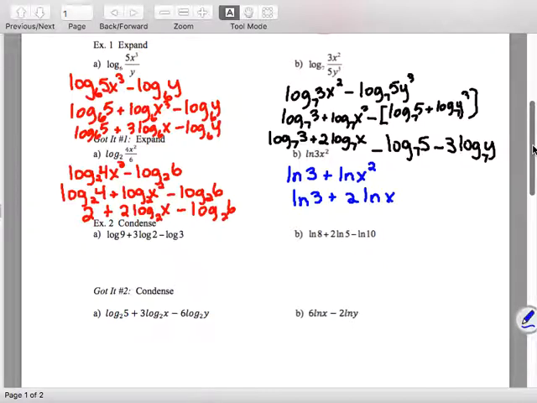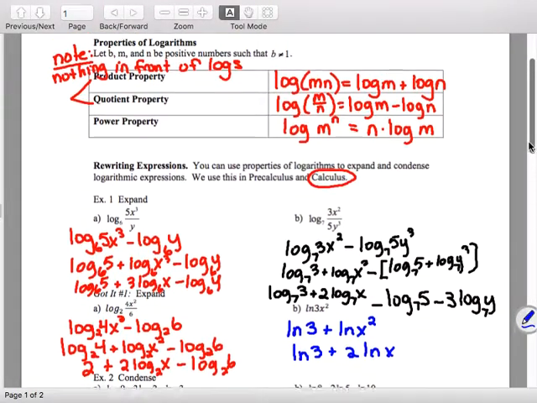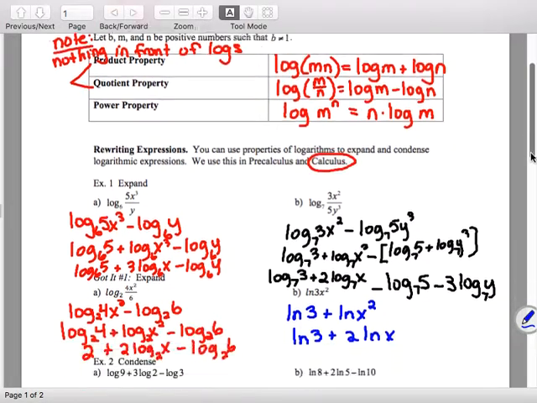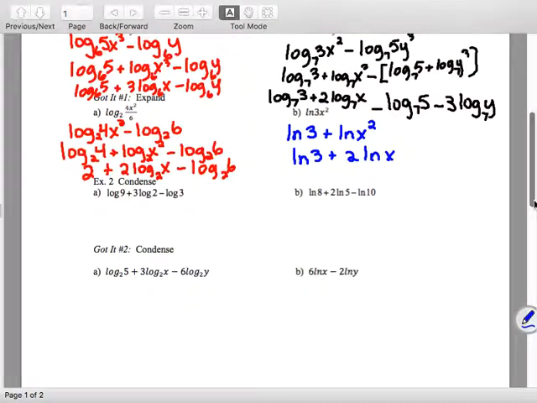All right, now we're going to go in the reverse direction. Expand means make it as big as you can. Condense means let's make it as small as we can. So now, let me go back up to the tippy top where I wrote that note. When you're condensing, this only works if there's nothing in front. So let's look at example 2, letter A. If I have log 9 plus 3 log 2 minus log 3, I cannot do anything with that addition because there's a 3 in front of the log. So the only thing I can do is I can do the power property.